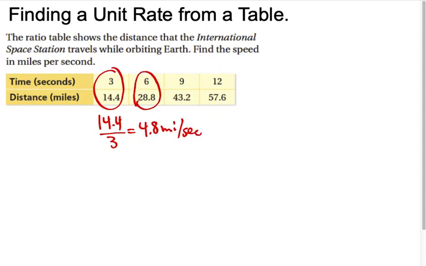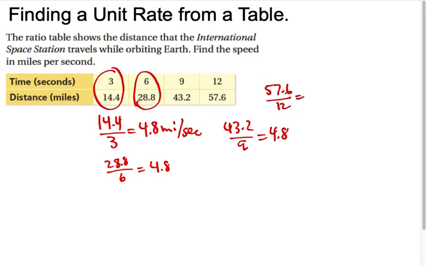If I do this as well, I get the same 4.8. Same with 43.2 divided by 9 also gives 4.8. And 57.6 divided by 12 also gives 4.8. So you can find a unit rate from a ratio table by taking any pair of the two quantities and dividing. Since we're doing miles per second, we take miles and divide by seconds.